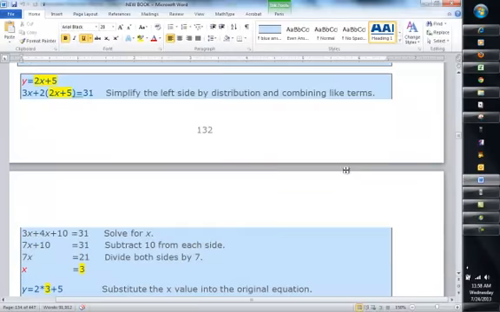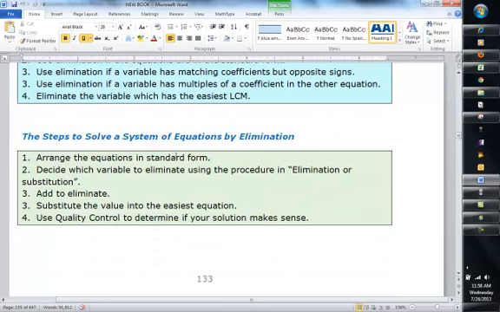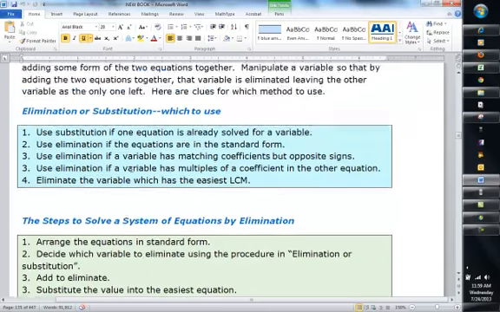We're going to solve by elimination. The rules for elimination say to arrange the equation in the standard form. That's where the x is first, the y is second. It's also the one that you can use the calculator for. Decide which variable to eliminate using the procedure in elimination or substitution, and add to eliminate. Substitute the value into the easiest equation.